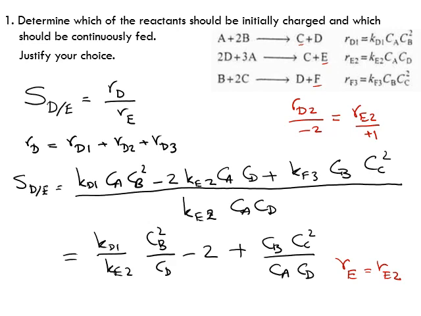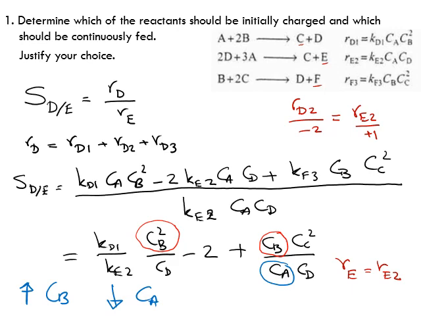Looking at this instantaneous selectivity, what do you notice with respect to CB and CA? If CB is high, then the instantaneous selectivity will be high, and also if CA is low, then the instantaneous selectivity will be high as well. So you want to maintain a high concentration of CB and a low concentration of CA.